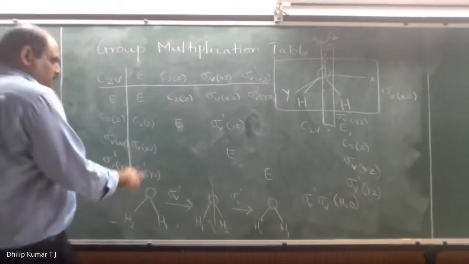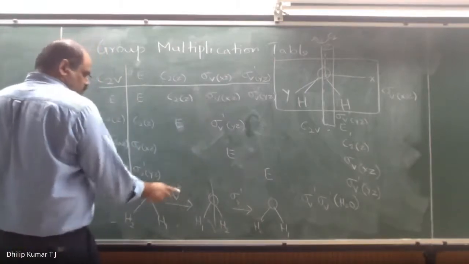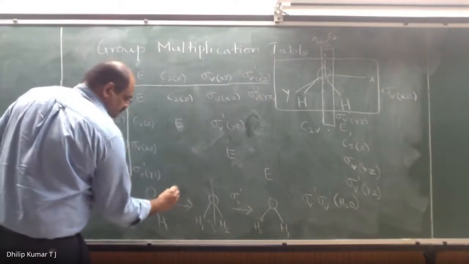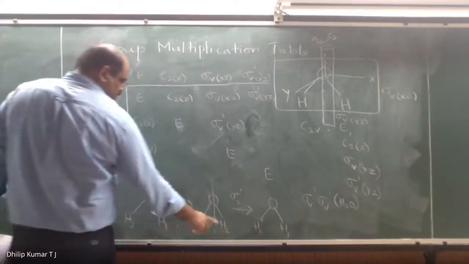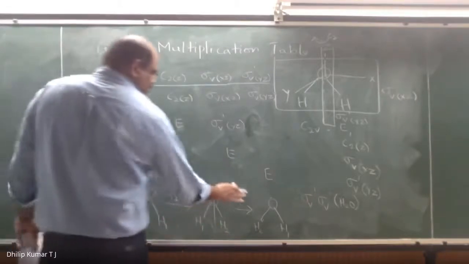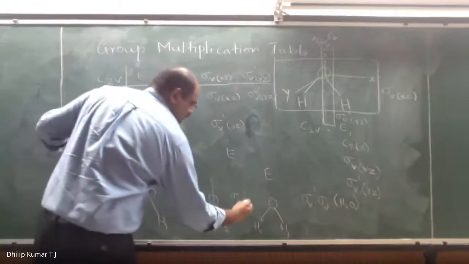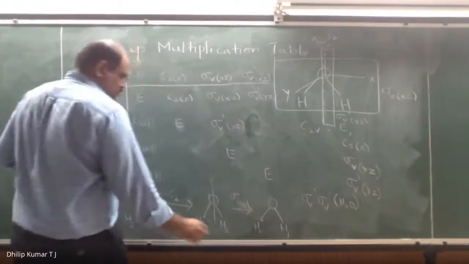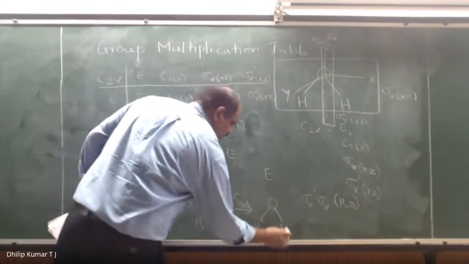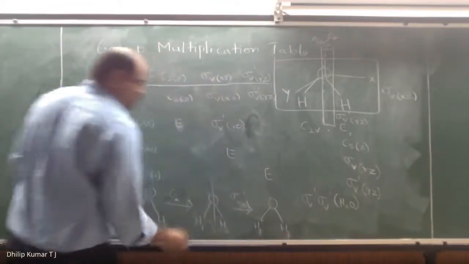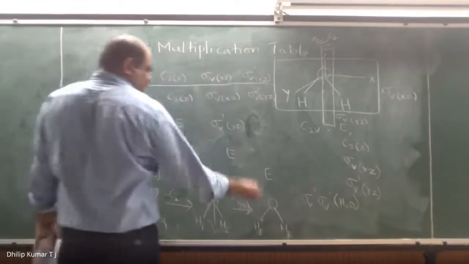Okay. So basically, you have to multiply with sigma V multiplied with C2, or you can perform C2 first. If you perform C2, it gets rotated, you get H interchanged, and then if you perform sigma V on XZ, XZ is on the plane. So this remains as H1, this remains as H2. So it just remains. This structure is obtained when we perform sigma V prime. That's why we got it.